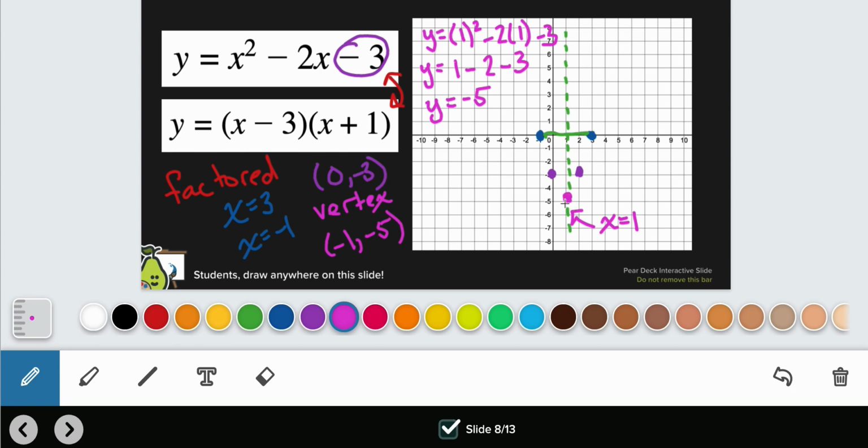Now I'm going to sketch out this graph as best as I can. It does not need to be perfect, but I know my parabola is going to be symmetrical. And look something like this.